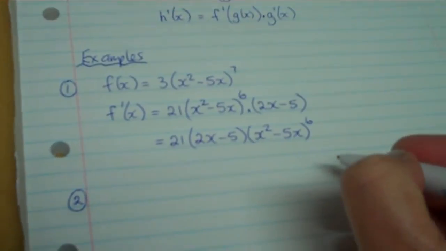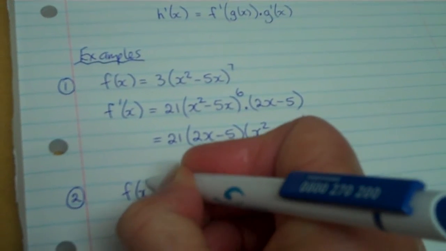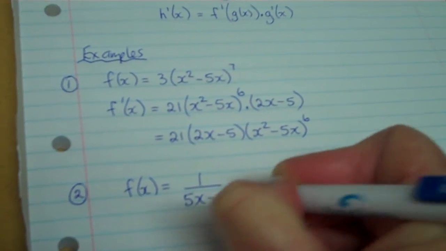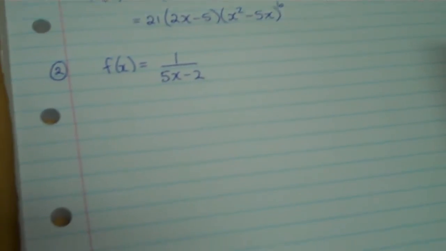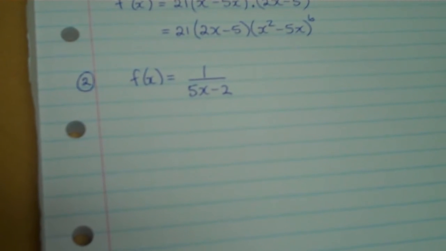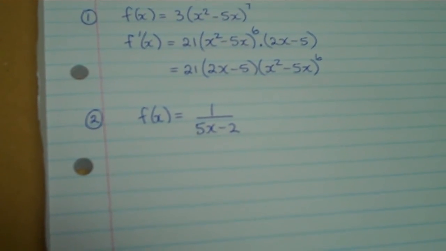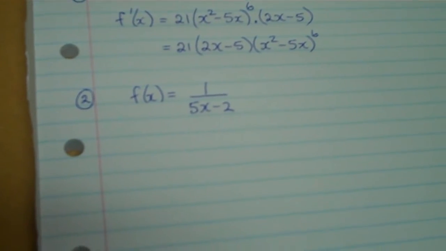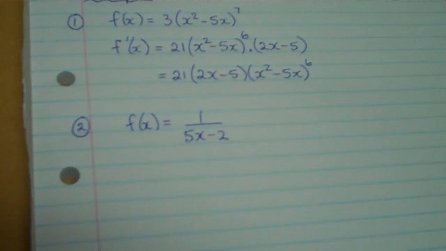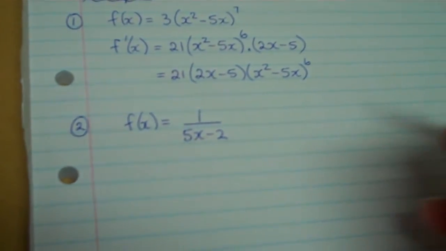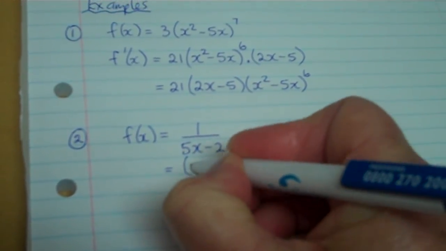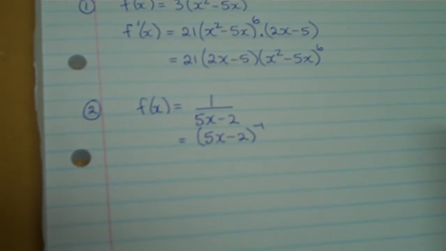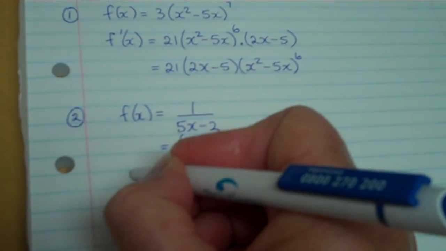A second type of equation here, if f of x is equal to 1 over 5x minus 2, our composite functions here, we've got 5x minus 2 as the inside function, and the outside function is the 1 over x. Now, from what we did with polynomials, we can't differentiate it as it stands here, so we need to rewrite this as 5x minus 2 to the negative 1. Now we can actually find the derivative.